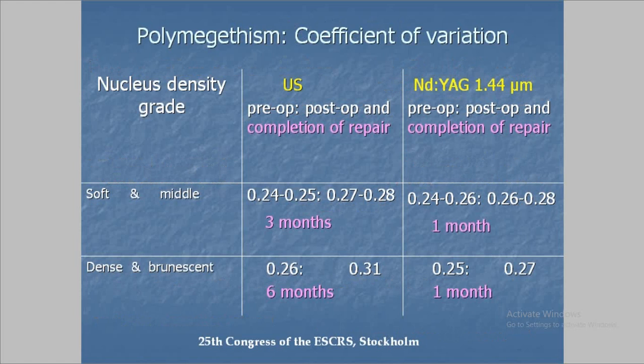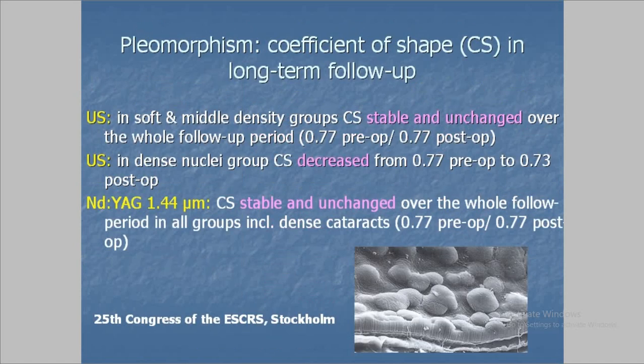In this table, you can see that in the soft and middle nuclei groups after ultrasound, the process of post-surgical repair, which is characterized by coefficient of variation, was completed by 3 months, and in the group of dense nuclei by 6 months, which is expressed in a corresponding change of coefficient of variation. On the contrary, in the phaco laser group, in all cases including dense cataracts, repair was faster and finished by 1 month.